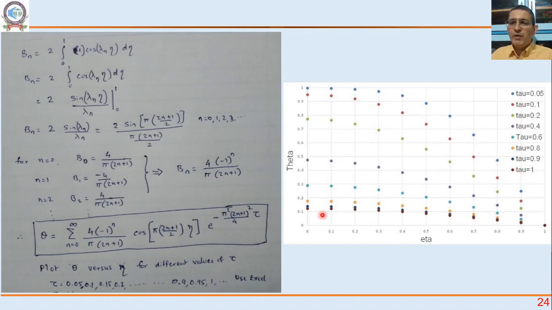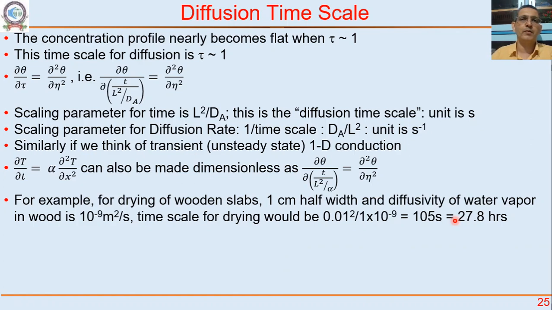At tau equal to 1, almost all the concentration has become equal to the surface concentration. Practically everything has diffused out of that medium. So tau equal to 1 is going to tell us how much time is required for diffusion to occur. Okay? Call that the diffusion time scale. In other words, the concentration profile becomes nearly flat when tau is almost 1. That's the time scale for diffusion. If you want, we have already made this dimensionless.